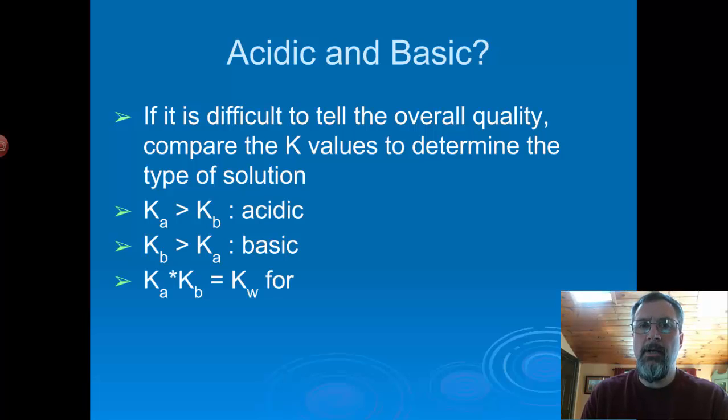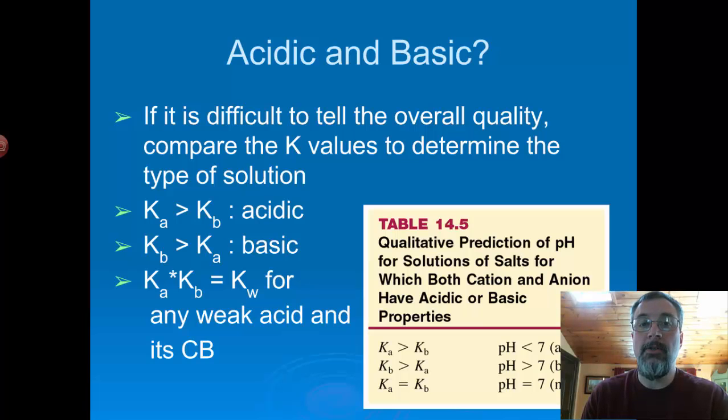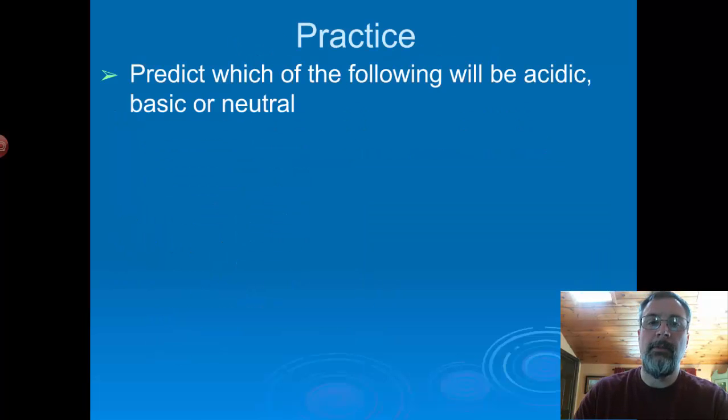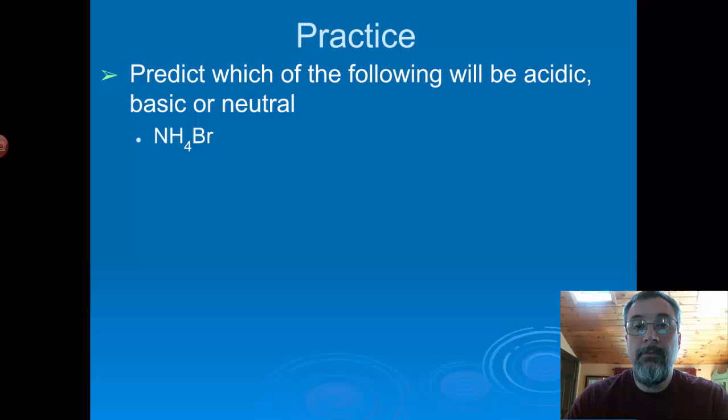Okay. The interesting property of Ka and Kb that's kind of helpful to know sometimes is when you multiply Ka times Kb, you always get Kw for any weak acid and its conjugate base. Okay. So sometimes you can use this relationship. So let's practice a little bit. Tell me which of the following will be acidic, basic, or neutral. NH4Br. What do you think?